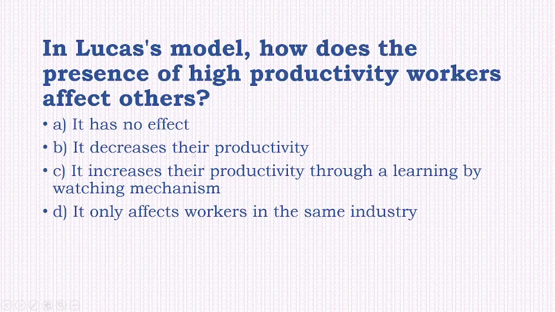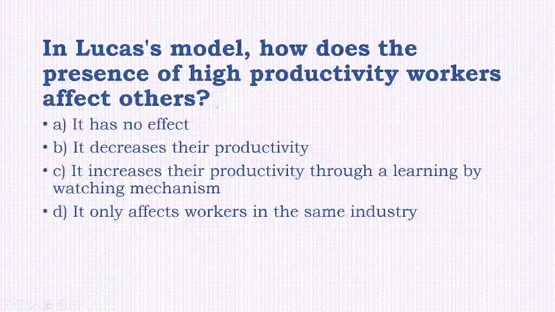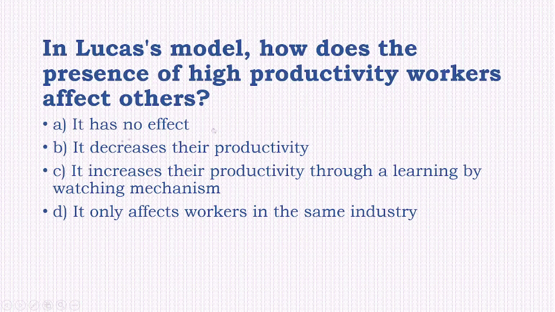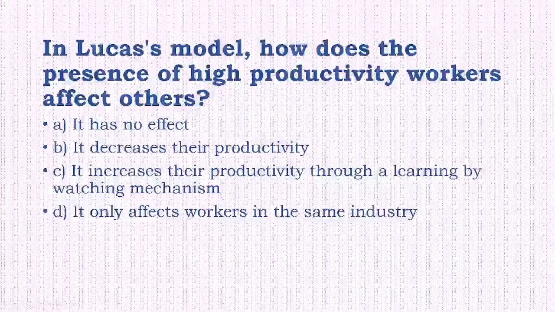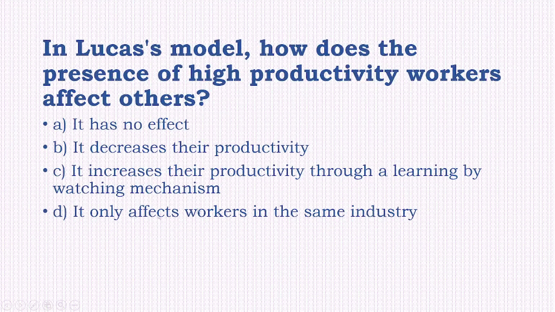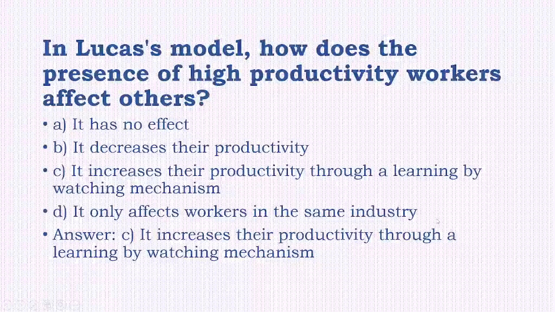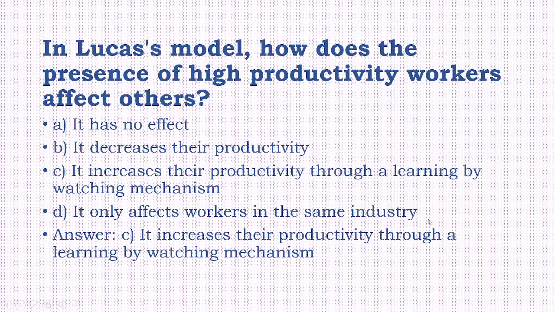Next, in the Lucas model, how does the presence of high productivity workers affect others? Options: it has no effect, it decreases their productivity, it increases their productivity through a learning by watching mechanism, it only affects workers in the same industry. The answer to this question is option C, that is it increases their productivity through a learning by watching mechanism.